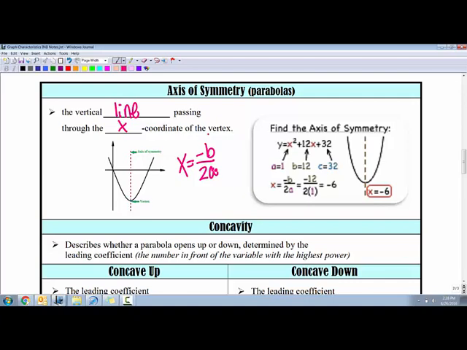The best part about this, I got it color-coded, so I was able to use a colored printer for these. And you can see the step-by-step process in plugging it into this formula. So in this function, a is 1, b is 12, c is 32, and then they do the work for you. So it's an example for you to look off of if you ever were asked what the axis of symmetry was. Okay. Any questions so far?